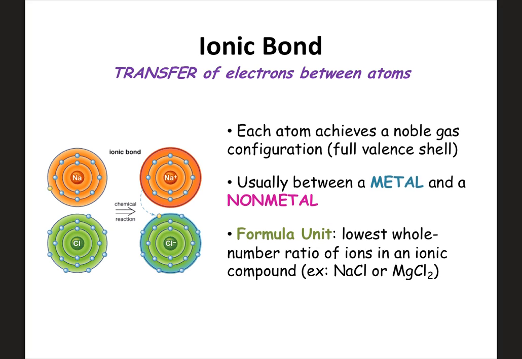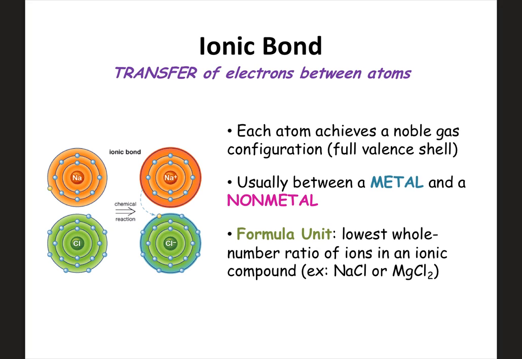Sodium becomes positive because he lost an electron. Chlorine becomes negative because he gained an electron. Those opposite charges that form bring those two atoms together and make them stuck like glue. An ionic bond is the strongest of the bonds we're going to look at. So remember, ionic bonds are a transfer of electrons between a metal and a nonmetal.